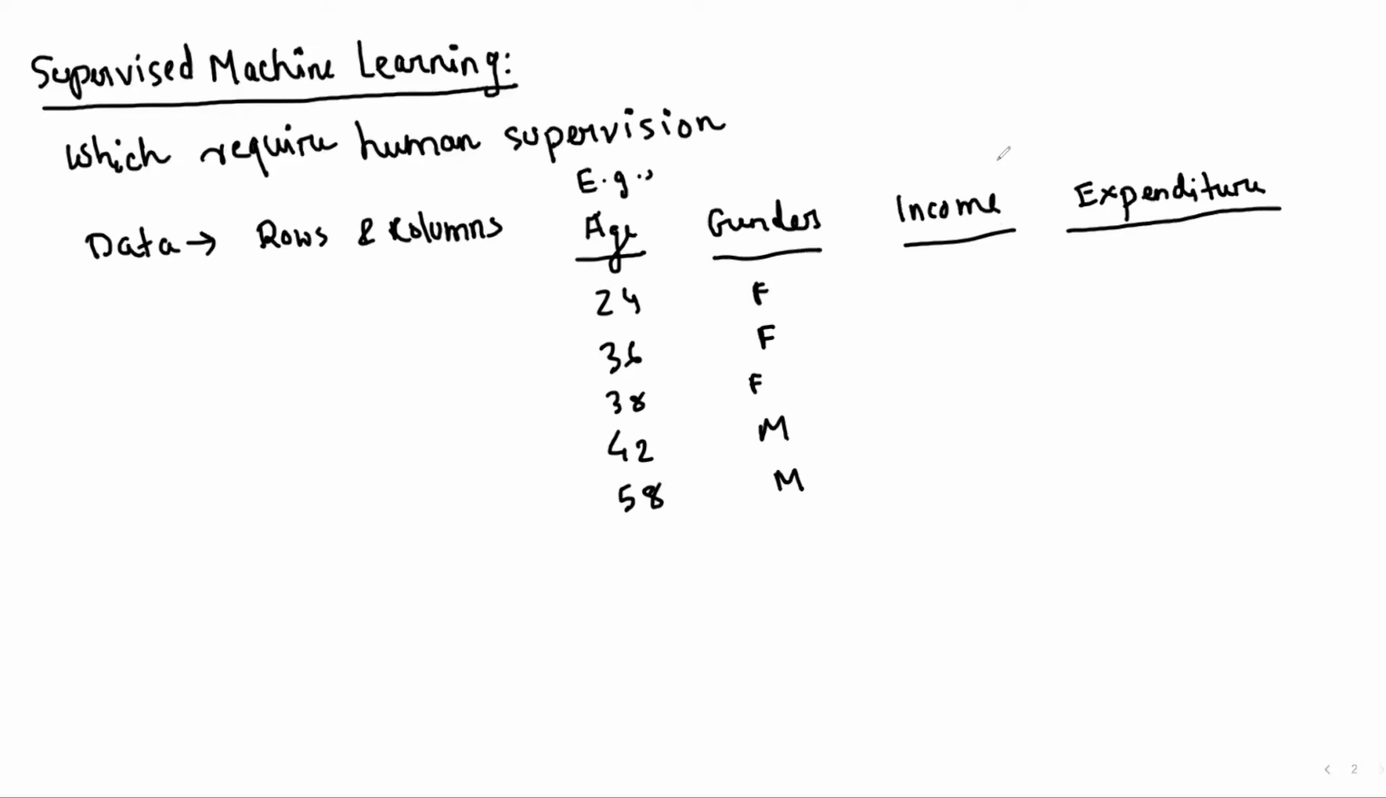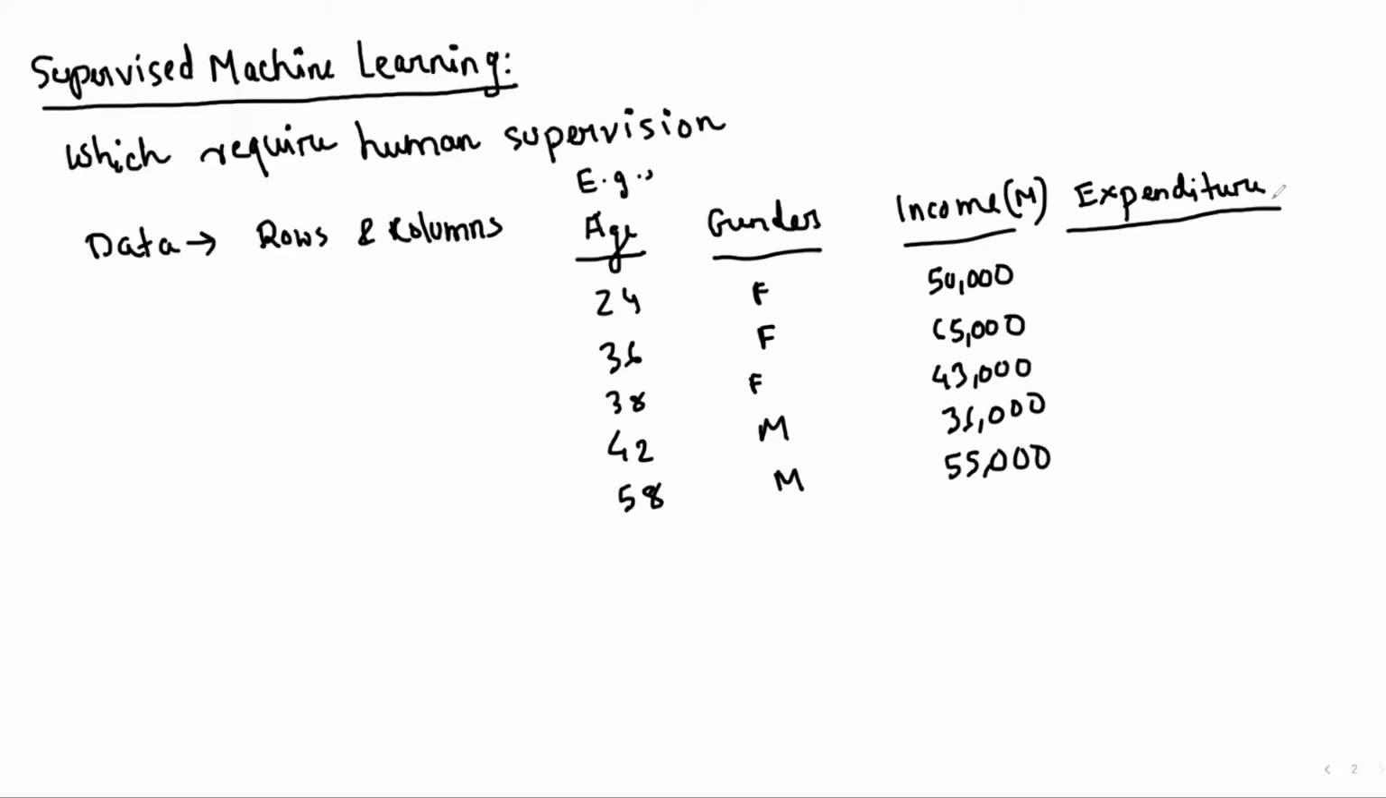Let's say income. If we consider in terms of dollars, so let's say 50,000. It may be 65,000. It can be 43,000. And this is monthly income. Okay. It can be 36,000. It can be 55,000.